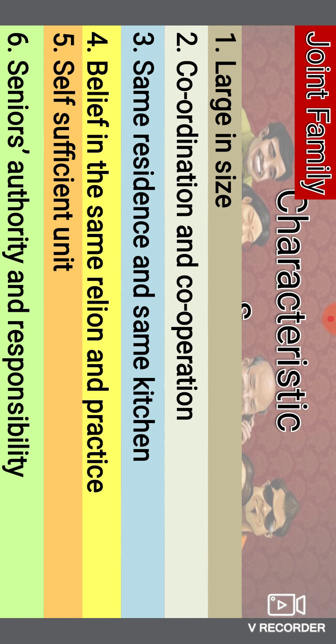And the fourth one, belief in the same religion and practices. The members of the joint family believe in the same religion and practices. Their worship and religious beliefs are common in nature. The self-sufficient unit: it satisfies all the needs of the family's members. And the sixth one, the seniors' authority and responsibility.